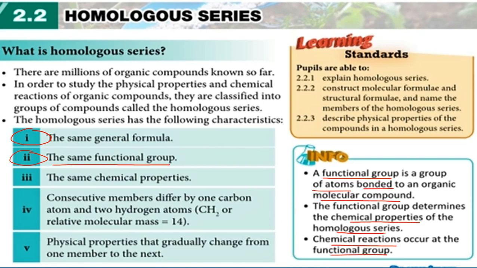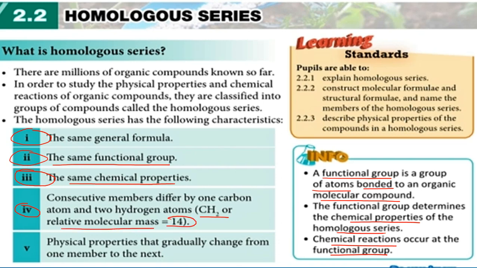Okay, the third characteristic of homologous series: all the compounds in a homologous series must have the same chemical properties. And then consecutive members differ by one carbon atom and two hydrogen atoms, CH2, or differ by relative molecular mass 14.